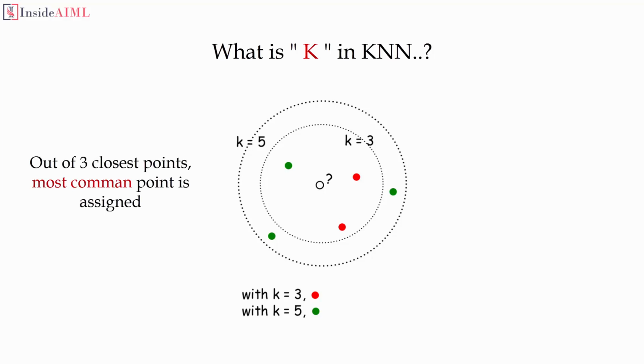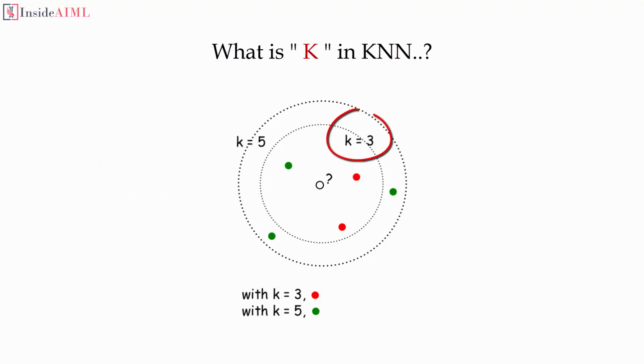most common is assigned. As you can see in this example, if the value of K is 3, we check the 3 closest points. And out of the 3 closest points, red is the common color. So we assign red color. But if we take K as 5, the most common color is green. So we assign it to green. So this is what K is in K nearest neighbors.